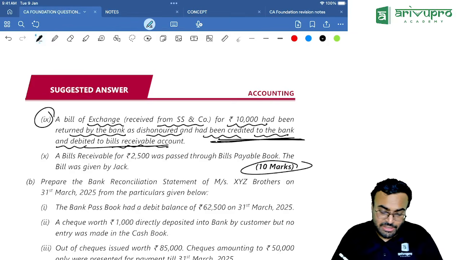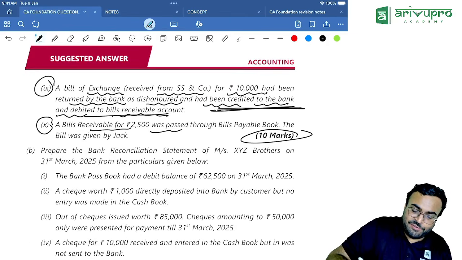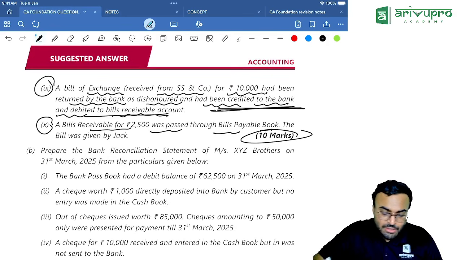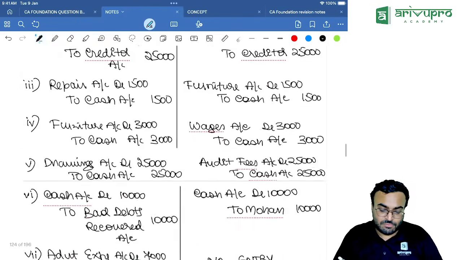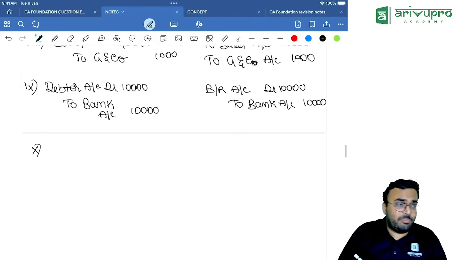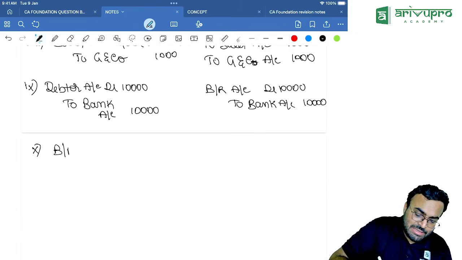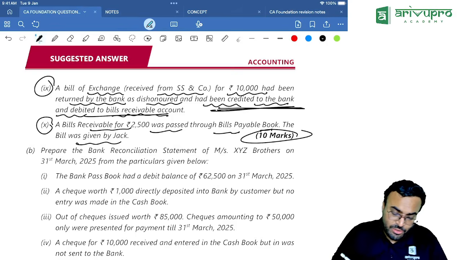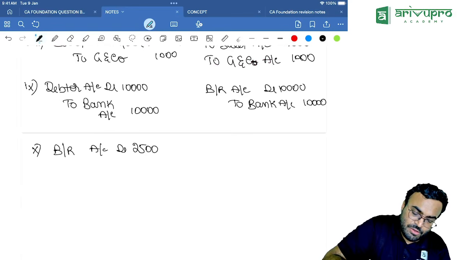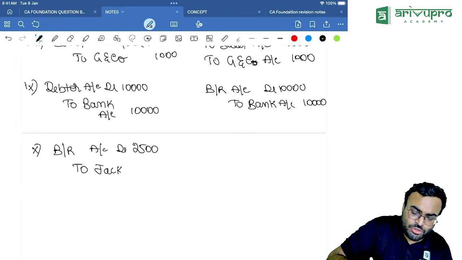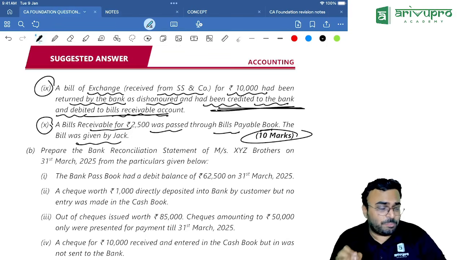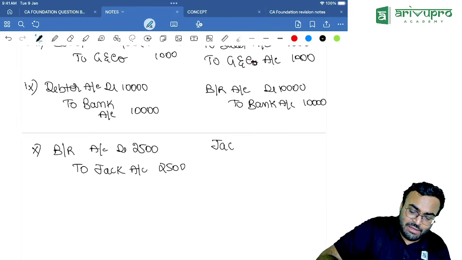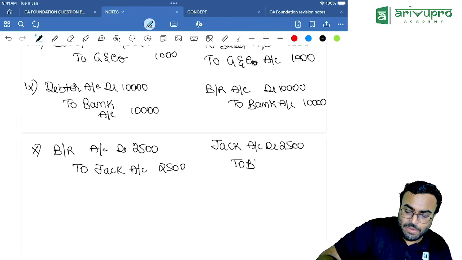The last rectification entry. A bills receivable of 2,500 was passed through bills payable book. The bill was given by Jack. What is the correct entry? Bills receivable account debited 2,500 to, we know the debtor's name now, so to Jack account 2,500. What did they do? They entered it in the bills payable book. So they have passed the entry Jack account debited 2,500 to bills payable account 2,500.